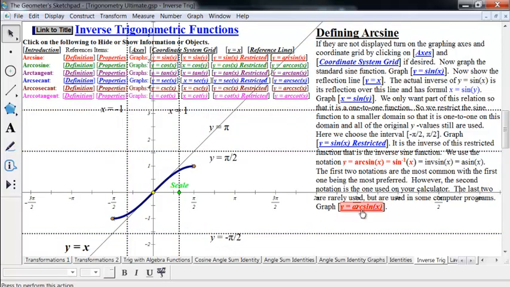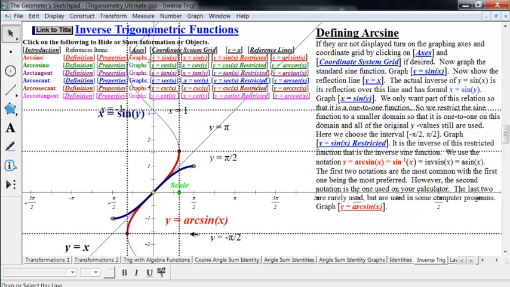Now, if we take that function and reflect it over the line y equals x, that gives us our arc sine function, or inverse sine function. Okay, so the red one there, and notice that's part of x equals sine y, but it's not all possibilities for x equals sine y. It's the only possibilities for x equals sine y where y is between negative pi over 2 and pi over 2. And these reference lines here can help a little bit.